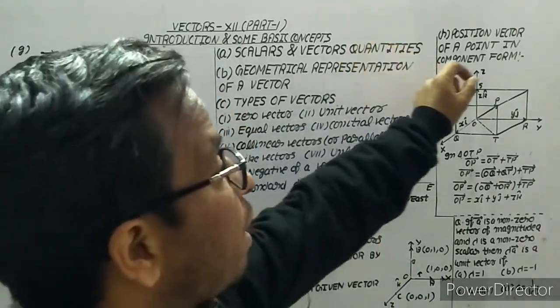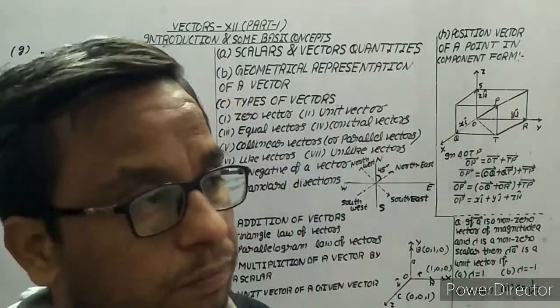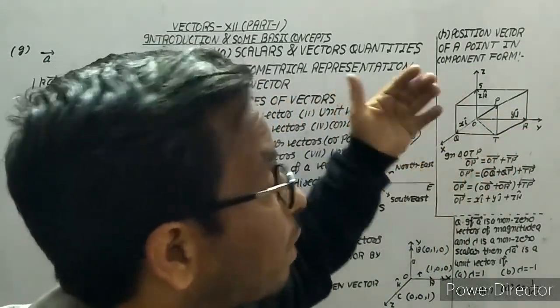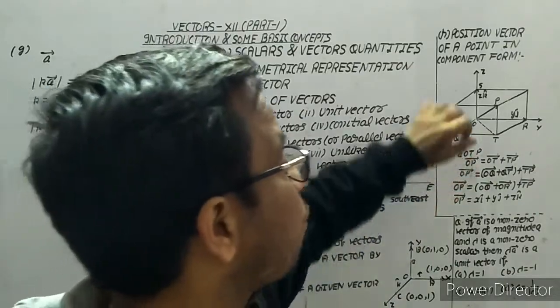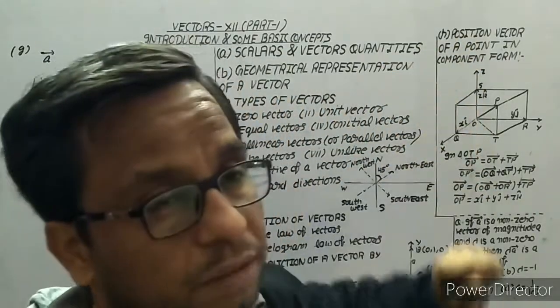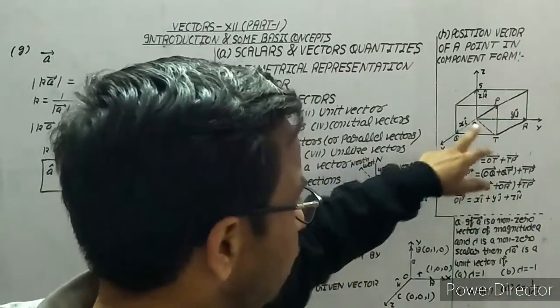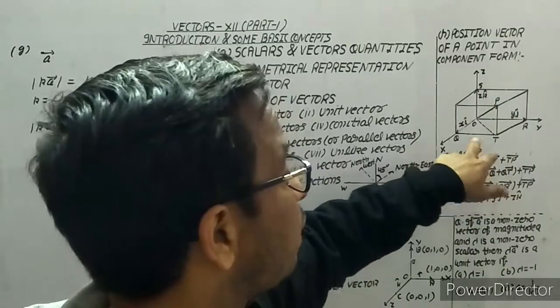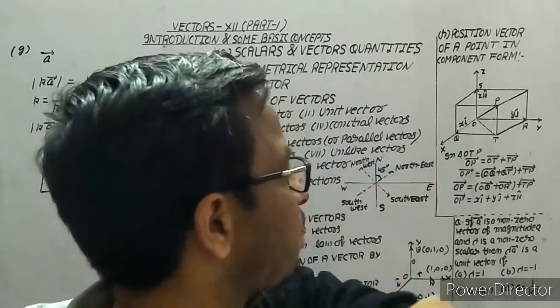Now, position vector of a point in component form. Let us suppose we have a point P. We have to find the position vector of P. It means we want to find the vector OP, with respect to the origin. Now in all this discussion, if we take the triangle OTP, then OP equals OT plus TP.